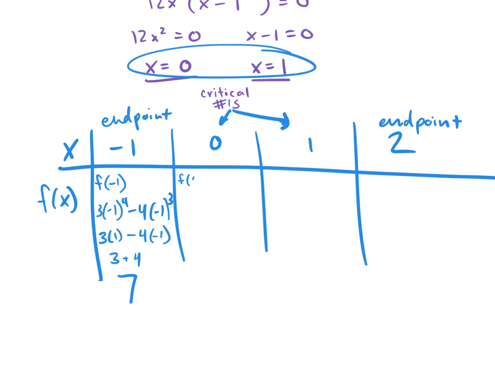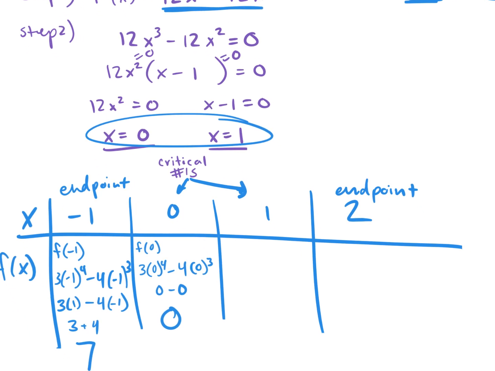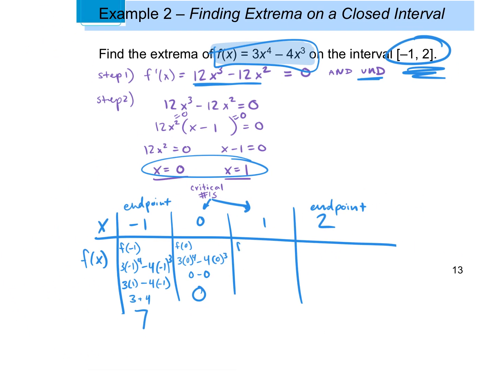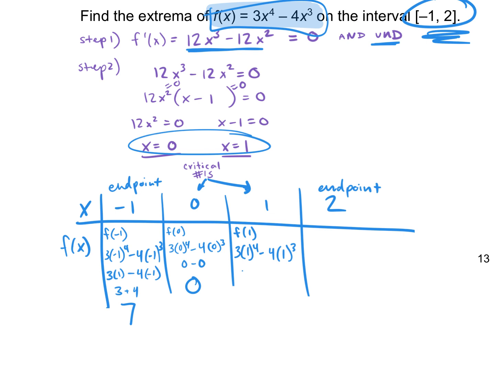Next, let's find f of 0. So 3 times 0 to the 4th power minus 4 times 0 cubed. 0 minus 0, which is 0. The original function here. Next, let's find f of 1. So 3 times 1 to the 4th power minus 4 times 1 cubed. This would be 3 minus 4, which would be -1.